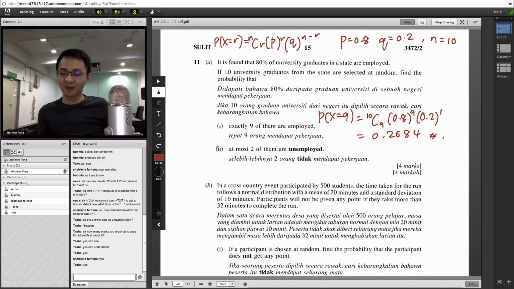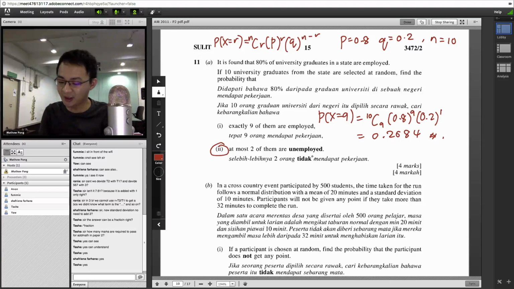Okay, the second one, this part is a little bit confusing because it says at least 2 of them are unemployed. Means maximum 2 are unemployed. So you have to think about the logic first. If maximum 2 are unemployed, that means the employed ones must be 8, 9, or 10, isn't it? Because it says at most 2 of them are unemployed.